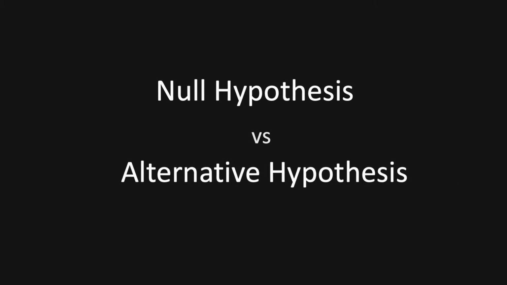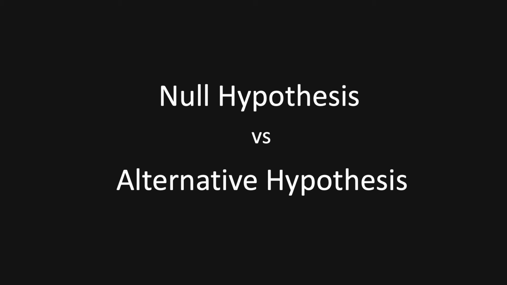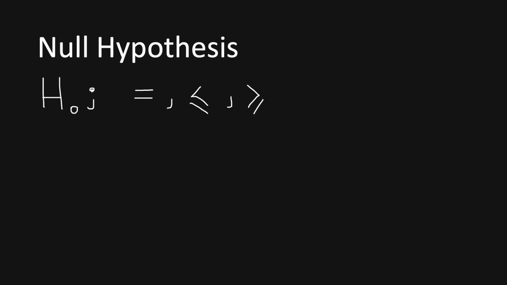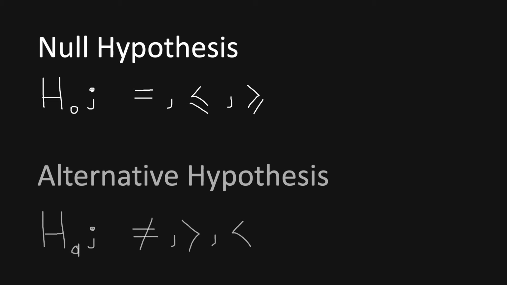We need to perform hypothesis testing to compare the effectiveness of the two algorithms. In statistical hypothesis testing, we have two main hypotheses, the null hypothesis and the alternative hypothesis. Let's briefly introduce what each of these is. The null hypothesis should include equality. On the other hand, the alternative hypothesis should include inequality.